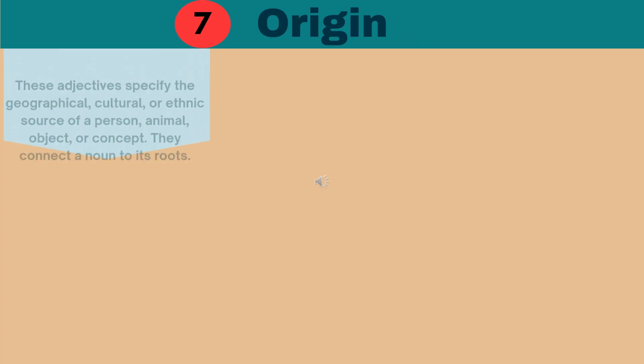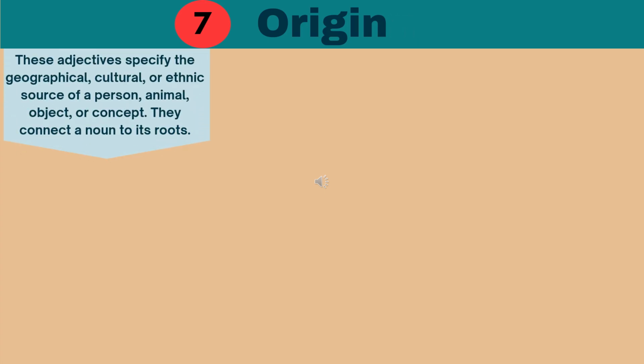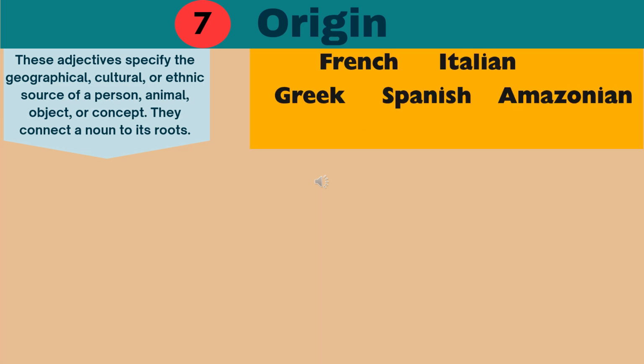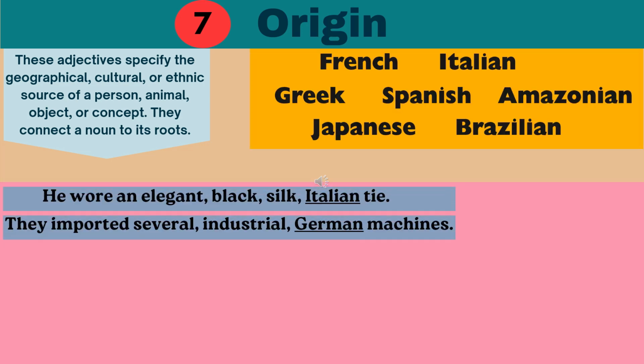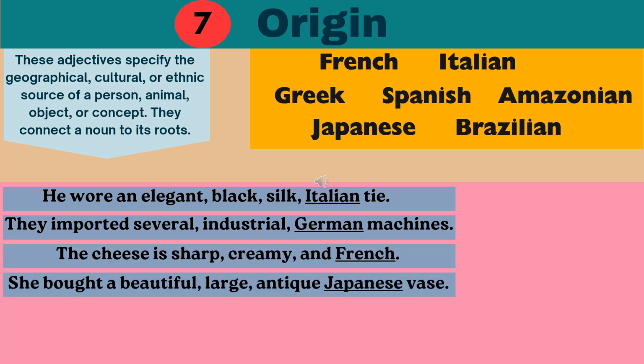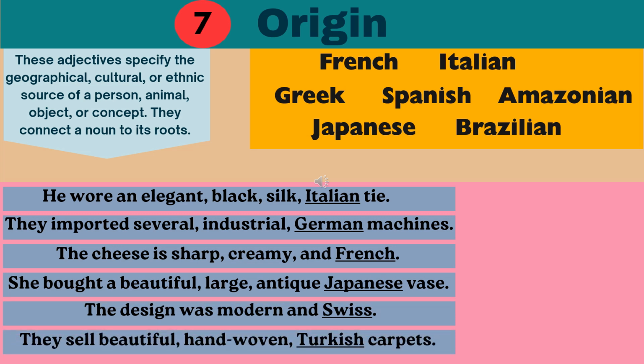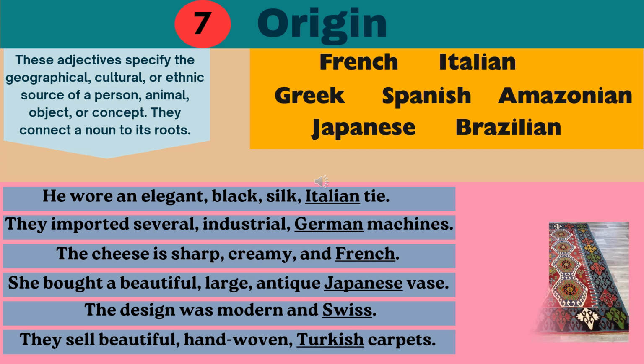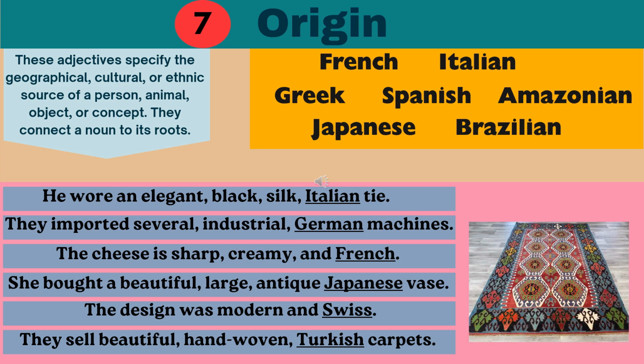Next are origin adjectives. These describe where something is from. They answer the question, where is it from? Look at the examples: an elegant, black, silk, Italian tie, a beautiful, large, antique Japanese vase, handwoven, Turkish carpets, sharp, creamy, French cheese. Origin refers to a country, region, or culture. It comes after color and right before the material. It tells us about the noun's source or background.